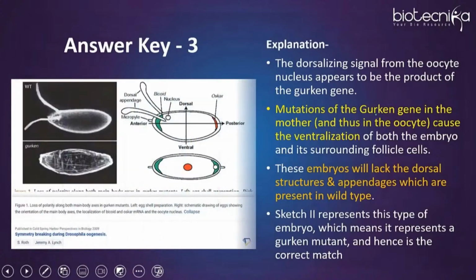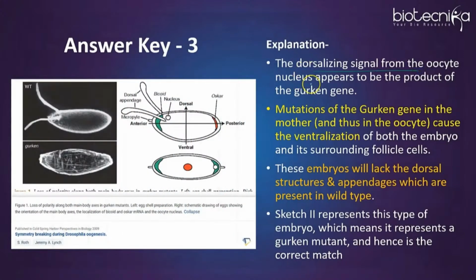So the dorsalizing signal from the oocyte nucleus appears to be the product of the gherkin gene. As I said, I'm not going into the detail of that entire sequence. So just remember that if gherkin is there, then the oocyte gets the dorsalizing signal and it will be towards this side. So you can see some dorsal appendages are there.